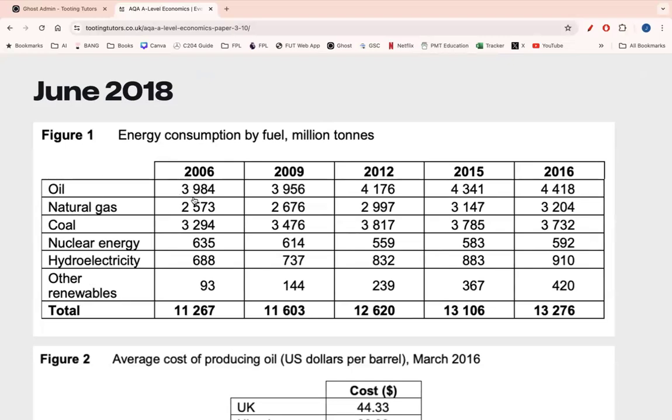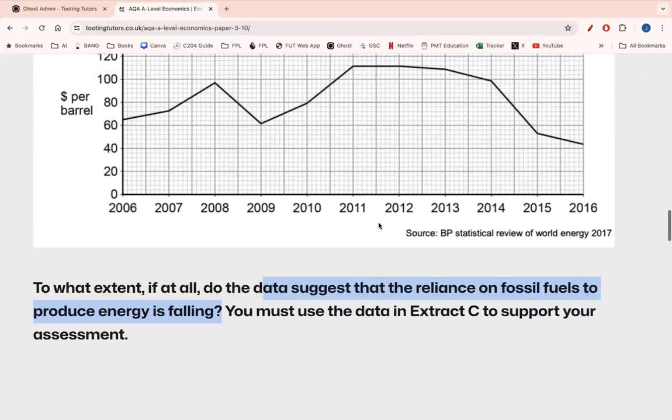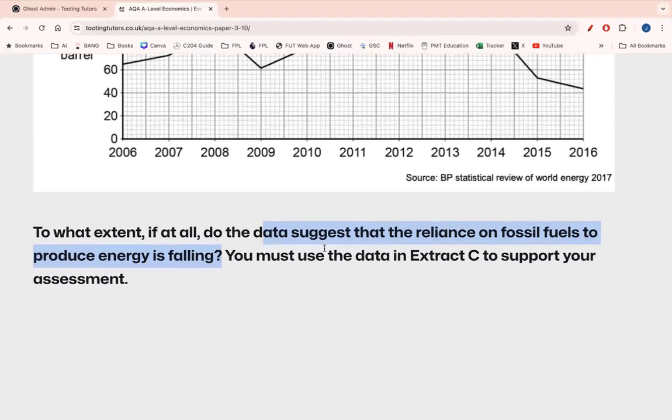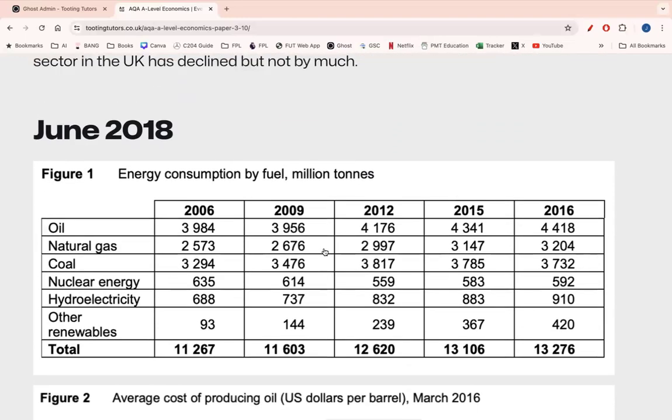So figure 1 shows that energy consumption from coal has gone up from 3.294 million tons to 3.732 million tons. And oil and natural gas has also gone up. I've given enough data, so I don't need to say every single number. So it suggests that it has gone up, right? So it's saying that reliance on fossil fuels has not fallen.